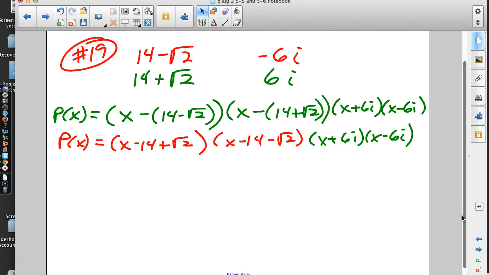Okay, see, that doesn't look like fun. Am I supposed to take x times all the stuff in the red one, then negative 14 times all the stuff in the red one, then square root of 2 times all the stuff in the red one? No. I distributed the negative, Haley. Negative 14 plus the square root of 2. Negative 14 minus the square root of 2.